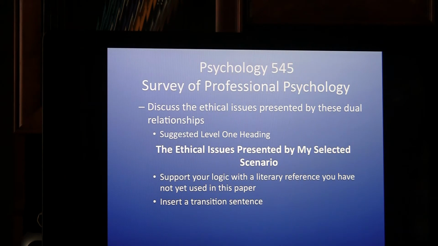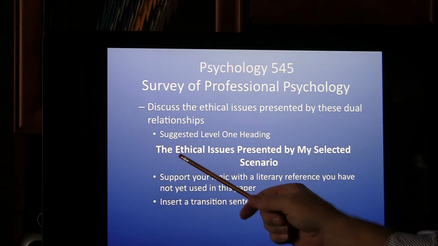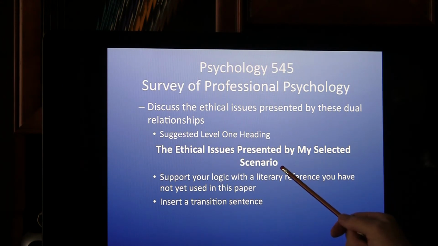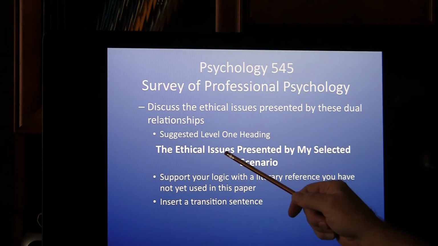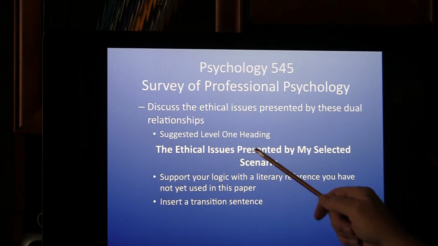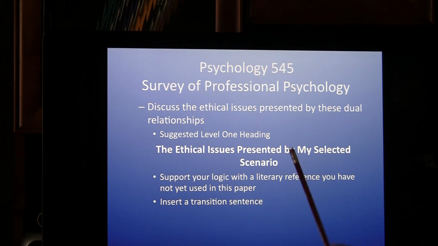The next main point or objective is to discuss the ethical issues presented by these dual relationships. And as you may have guessed, the simple solution to doing a heading would be the ethical issues presented in my selected scenario. Short, sweet, ties directly into the objective for the paper, double space, bolded, capitalized and lowercase letters with no period. And again, support your logic for your ethical issues presented in this scenario with a literary reference you have not used so far in this paper, and complete that particular main point with a transition sentence.